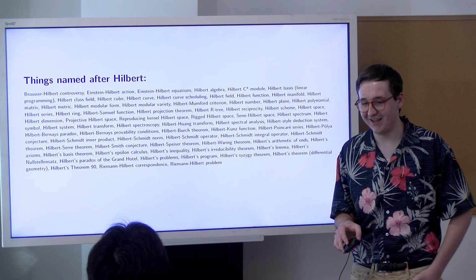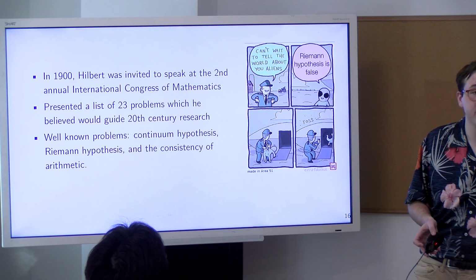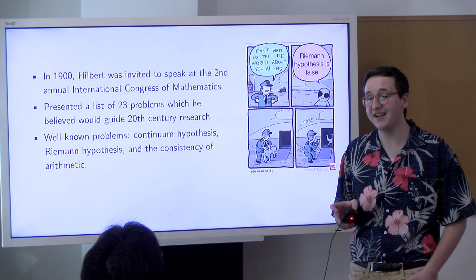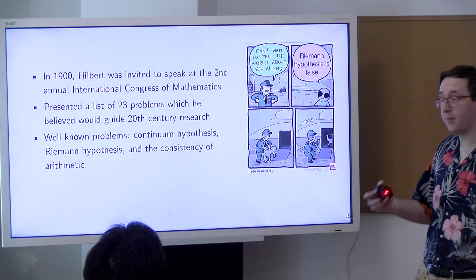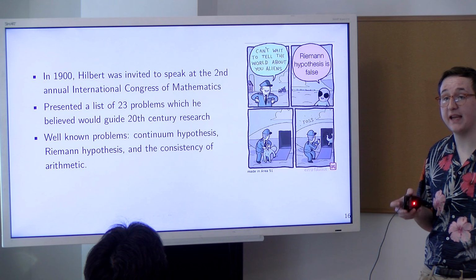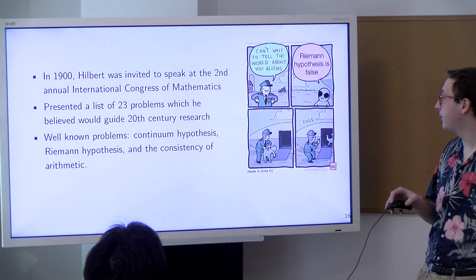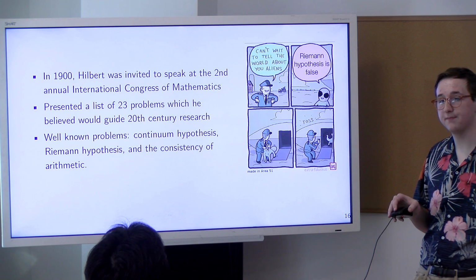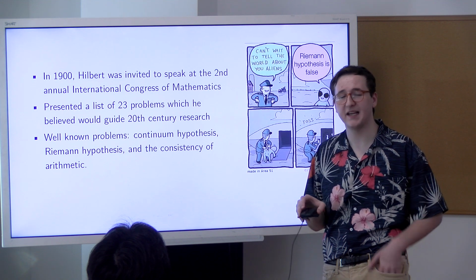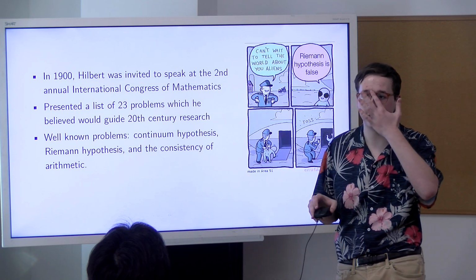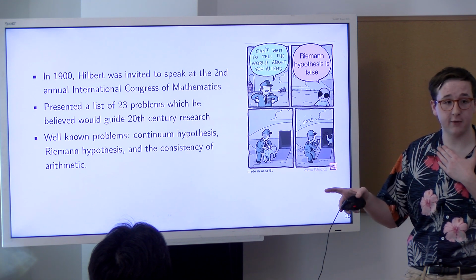It's crazy. Okay. So in 1900, David Hilbert was invited to speak at the Second International Congress of Mathematicians. It's held every 4 years. It was first held in 1897, though I don't know when they started doing it every 4 years. The next one is in 2026, and it will be in Philadelphia.